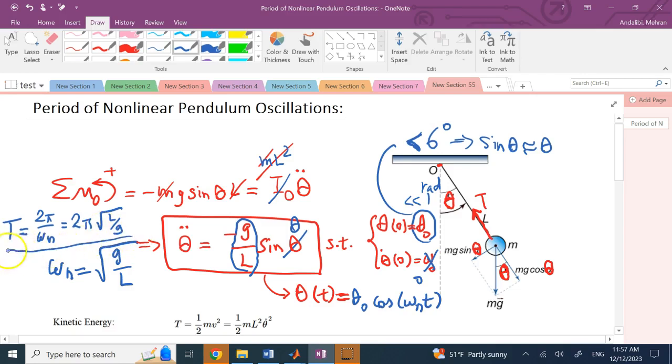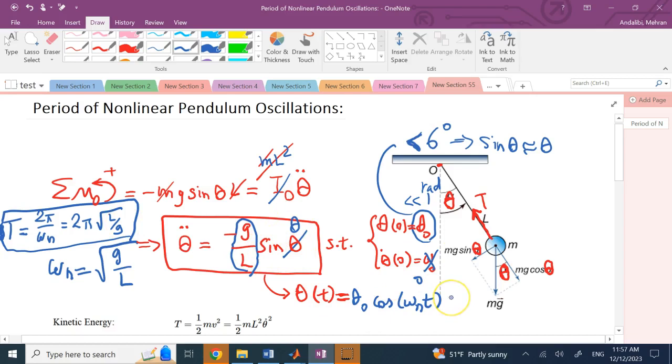And this is constant. So if a pendulum is linear, the period of the oscillation is almost a constant value. It does not depend on what angle you release it from, whether it's 1 degree or 2 degrees or 3 degrees. You can say that the period of the oscillation is a constant value.